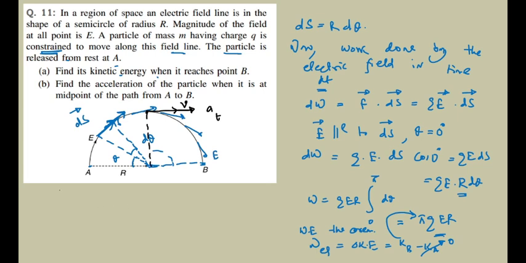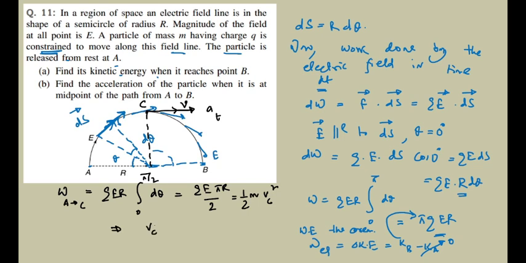So if I want to calculate work done by the electric field from A to C, this point is C. So from A to C is equal to, simply I will write QE into R integration of 0 to pi by 2 d theta. So it becomes QE pi R by 2. So that must be equal to half m Vc square, right? From here, can you check? Vc square by R is equal to, these two will be cancelled.